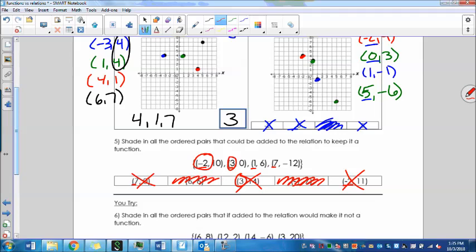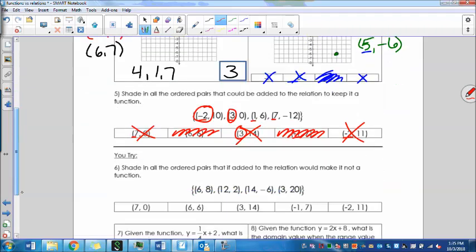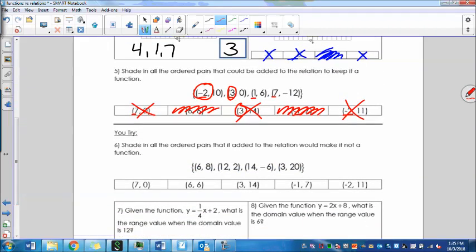Next, you're going to try the ones at the bottom of this page and the next page as a U-try. When you are finished, you need to get them checked before you can move on to the next activity. Okay, be careful with this one. It says shade in all the ordered pairs that if added to the relation would make it not a function. So it's kind of the opposite of number 5. Okay? Please take your time, double check, and then get it checked by me.